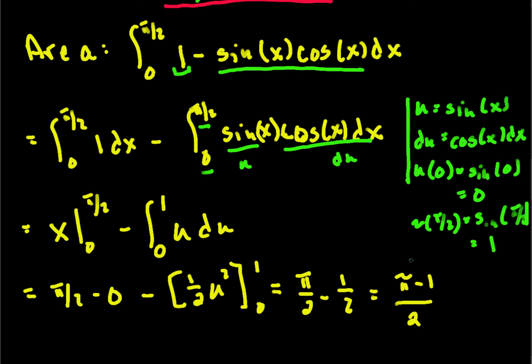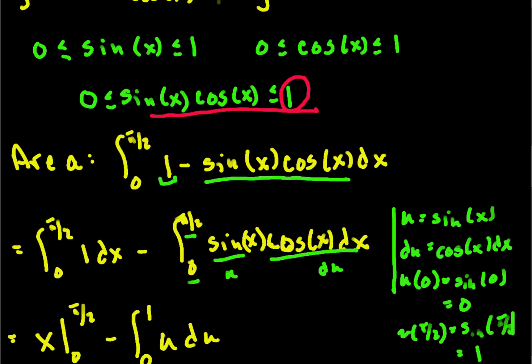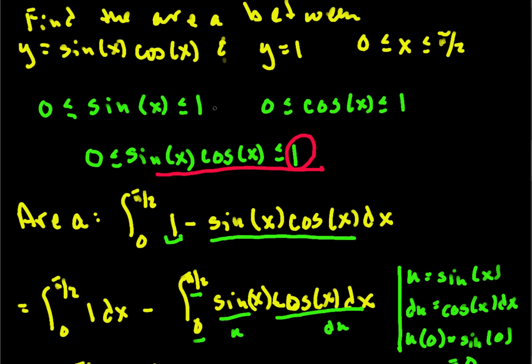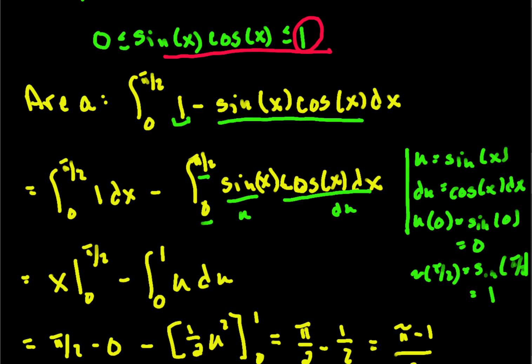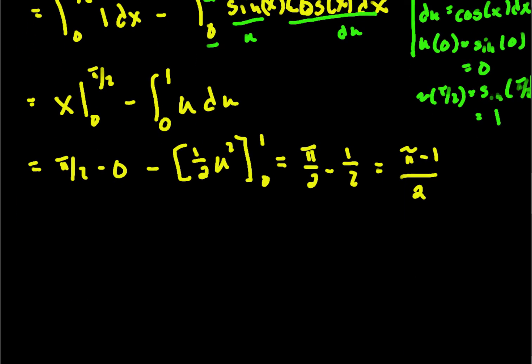So that's the area between these two curves, the area between sine of x times cosine of x and y equals 1. That's not what the area looks like, but that's the value, the quantity of the area: pi minus 1 over 2.